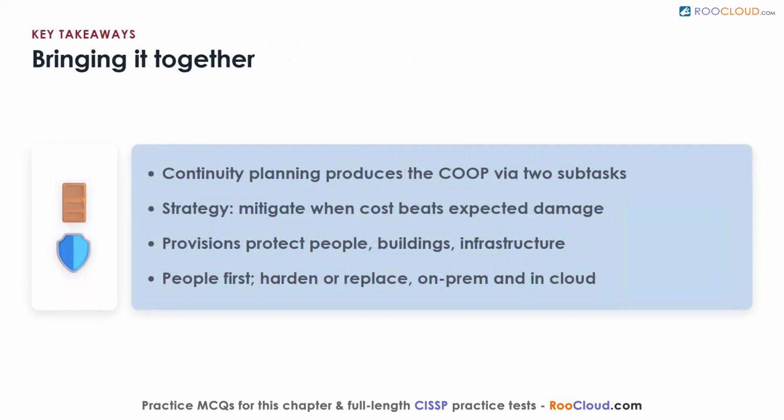So let's bring it together. Continuity planning turns your prioritized risks into a continuity of operations plan through two subtasks. Strategy development decides which risks to mitigate, weighing maximum tolerable downtime against the cost of protection. Provisions and processes then build the real defenses across three asset categories. People come first, with safety and supplies. Buildings are protected through hardening or alternate sites. And infrastructure is protected through physical hardening or redundant systems, on-premises and in the cloud alike. Do this well, and your organization has a concrete shield ready before the storm arrives.